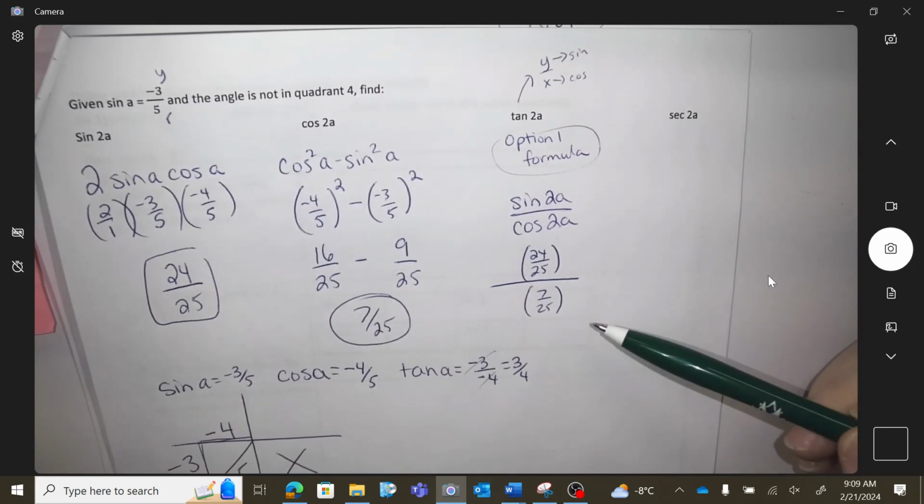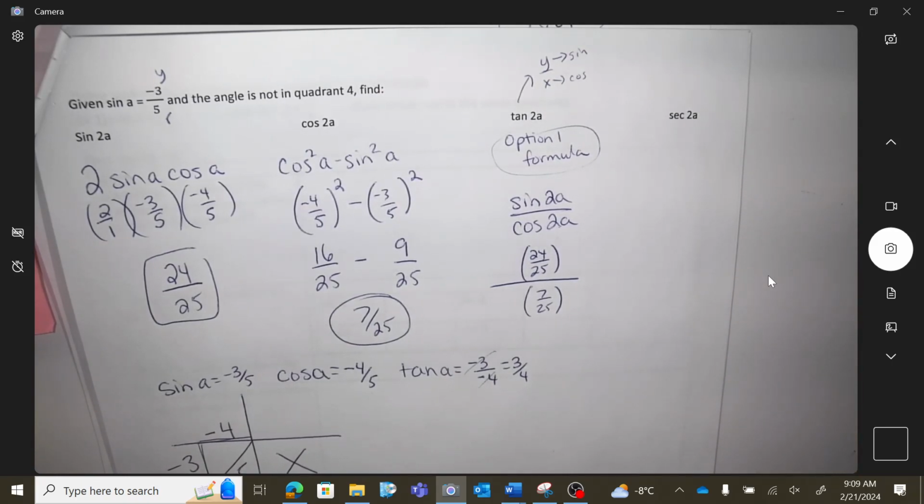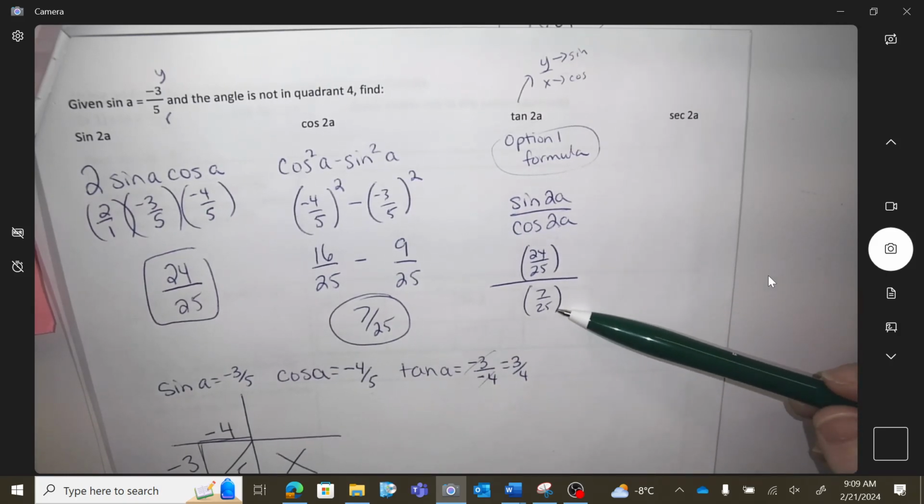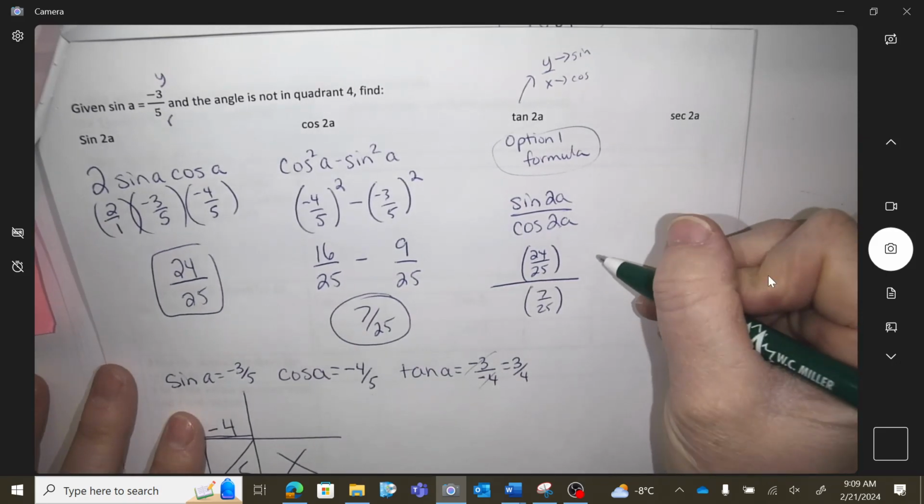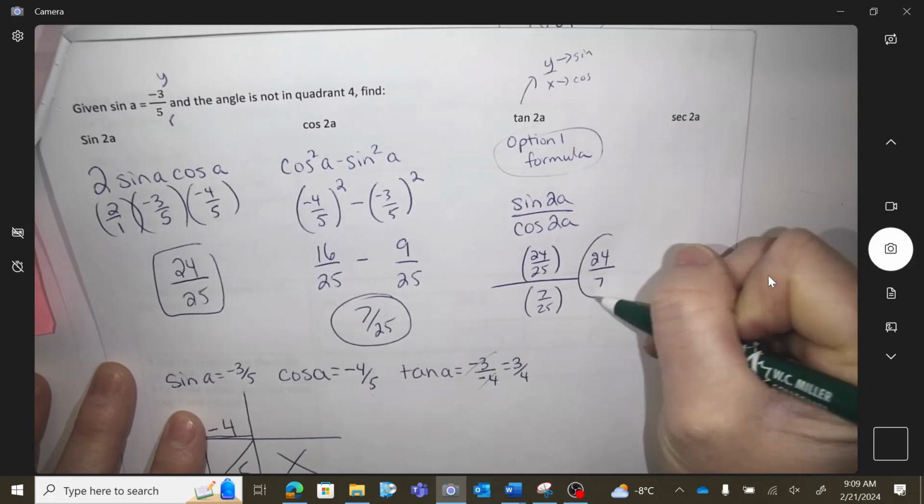You're going to flip, multiply. Do you want me to write that out, or do you understand what's going to cancel? The 25s would just be gone at that point. Do you see that? The flip, multiply. So it'd be 24 over 7.